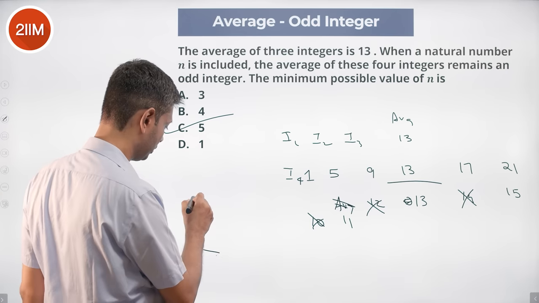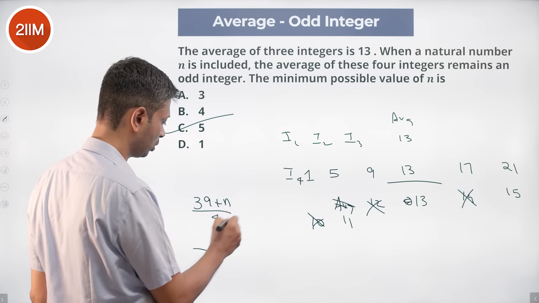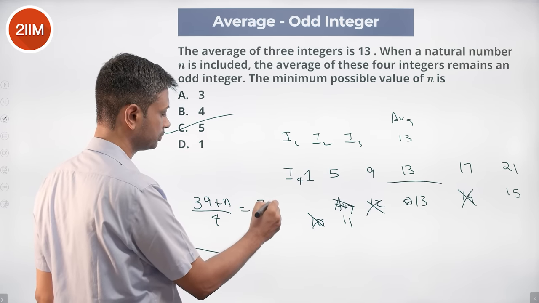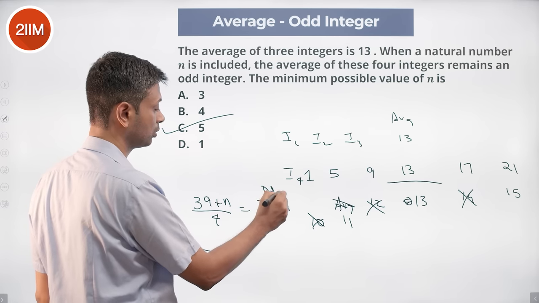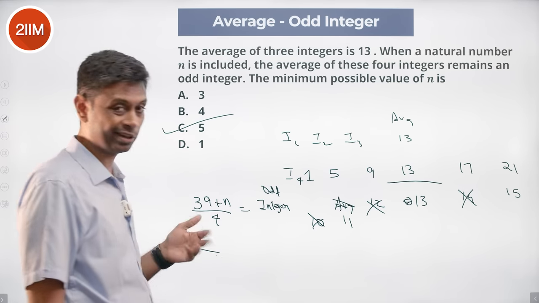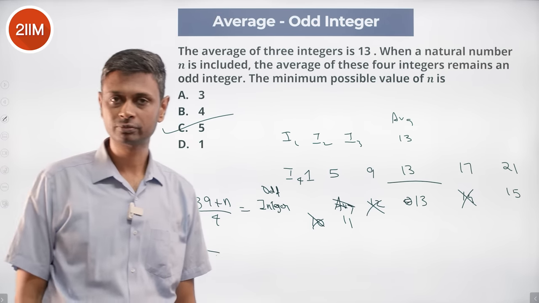They're effectively saying 39 plus n by 4 is equal to an integer. It's an odd integer. 39 plus 1 by 4 is 10, doesn't work. 39 plus 5 by 4 is 11, that works, we are through. That's all we're doing, nothing more than that.